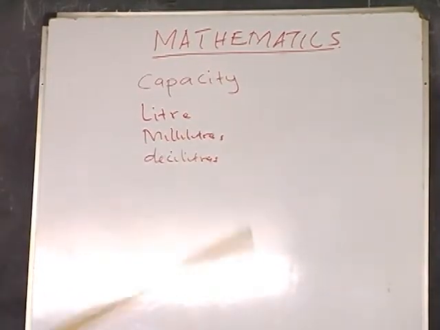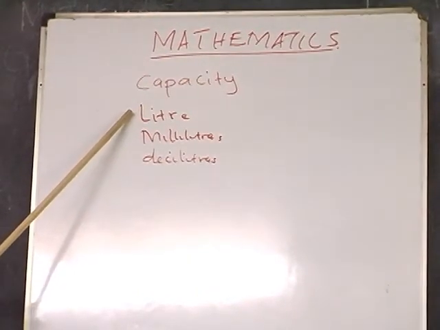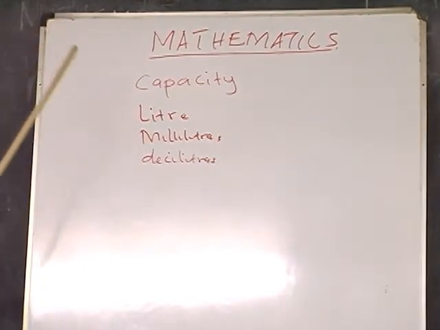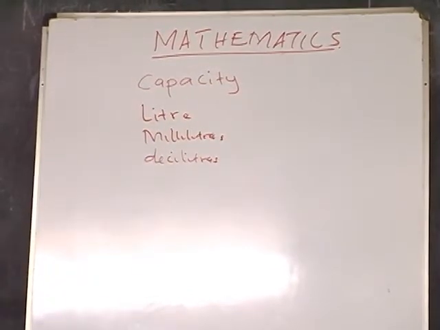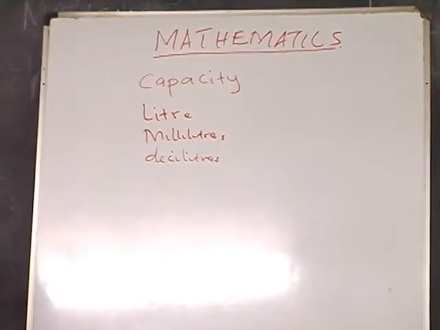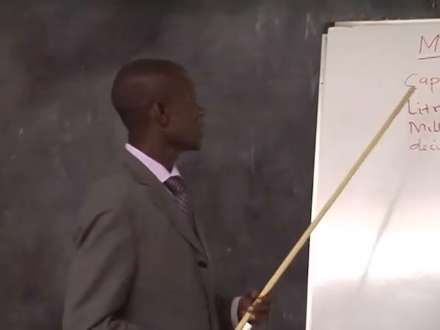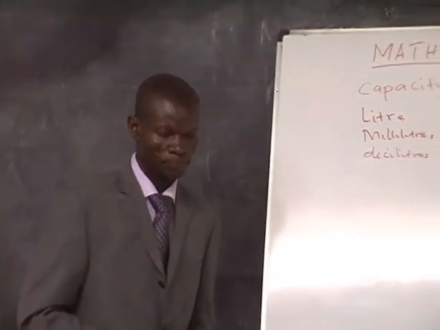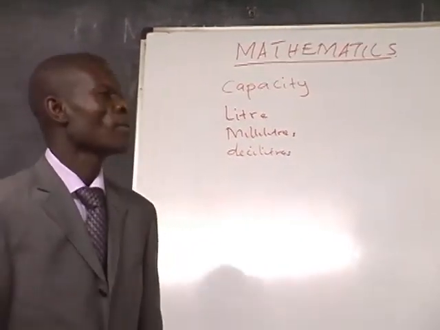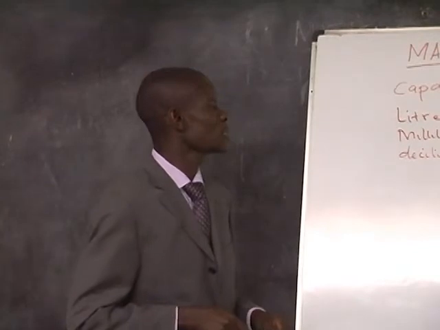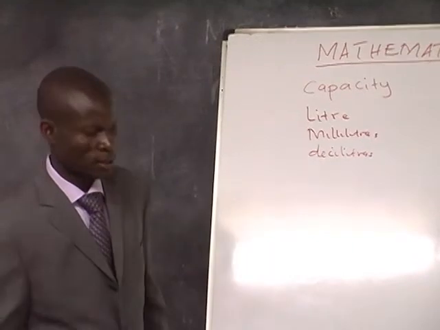So anytime you are asked to list the units of capacity, you have to know that the biggest one is liter, then followed by a deciliter, and the smallest one is the milliliters. Now, in your last lesson, we discussed how to convert liters into deciliters. But for today, we are going to discuss and be able to see how to convert deciliters into liters.